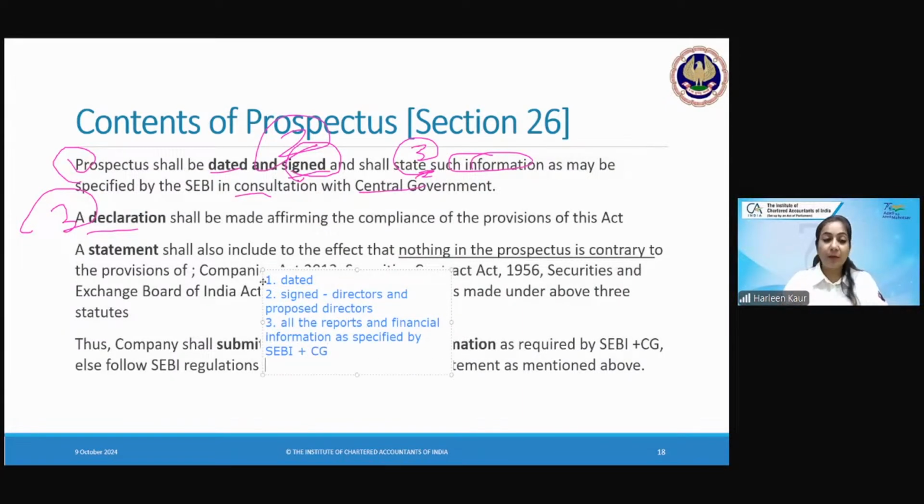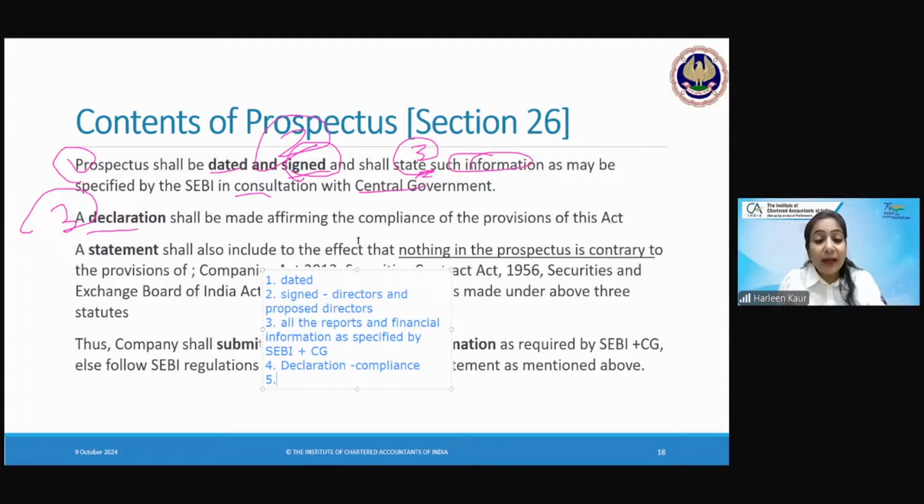Yes, ban gaye aapke brief notes along with this. So reports and financial information. And then a declaration has to be given. Now this declaration is very important. Declaration means declare karna. I'm a company, I'm declaring that I've complied with all the provisions of this Act. So I'm not doing any fault. I'm not doing anything wrong. Whatever is written in the Companies Act, whatever SEBI has asked me, I'm complying with all those things. So declaration of compliance of the Act has to be given.